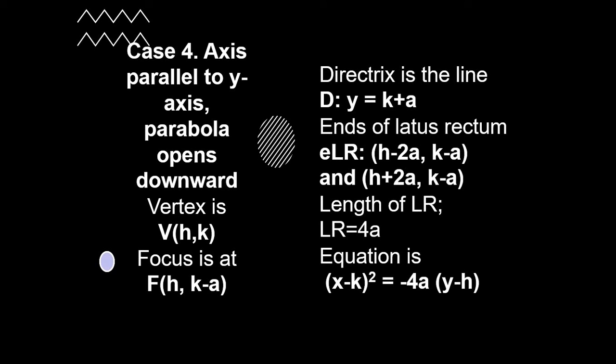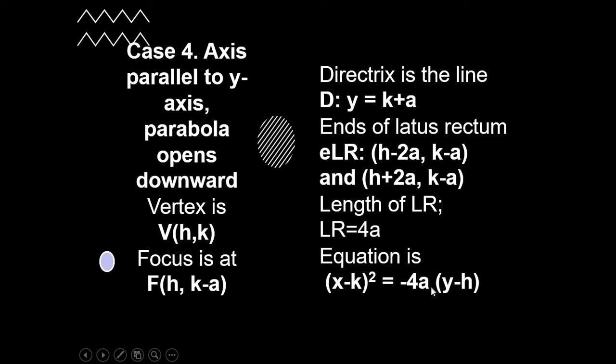Let us now proceed to case 4. Case 4 is a parabola that opens downward. Right? Ito naman yung mga formulas for the different parts. Vertex is at HK, focus is at H, K minus A. Directrix, the line y equals K plus A. Endpoints of the latus rectum: H minus 2A, K minus A, and H plus 2A, K minus A. Length of latus rectum is 4A. And of course, the equation is X minus K.